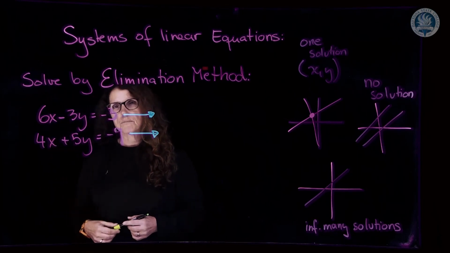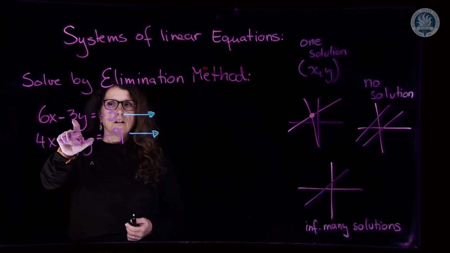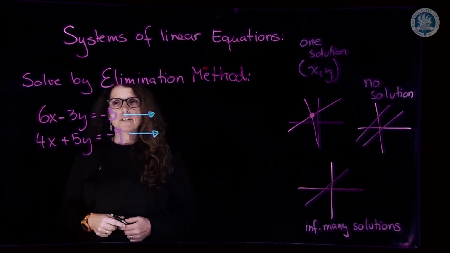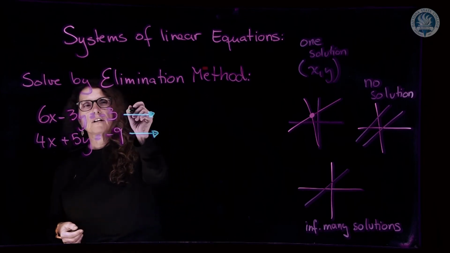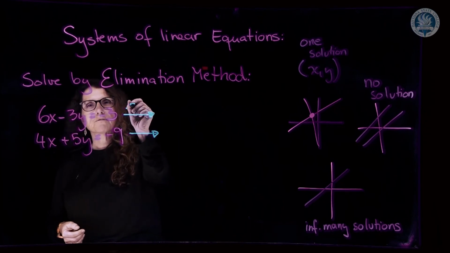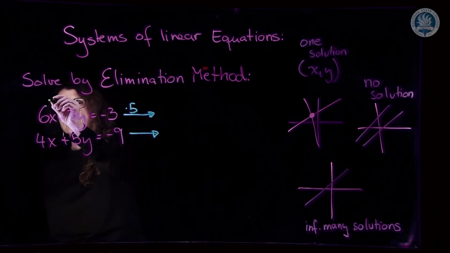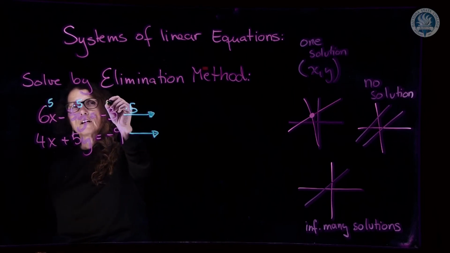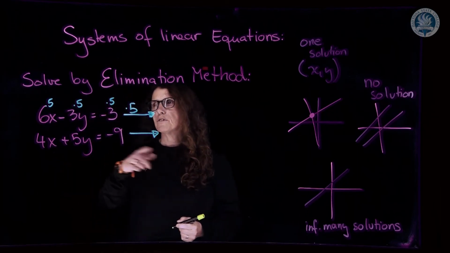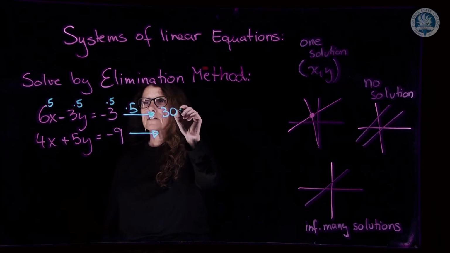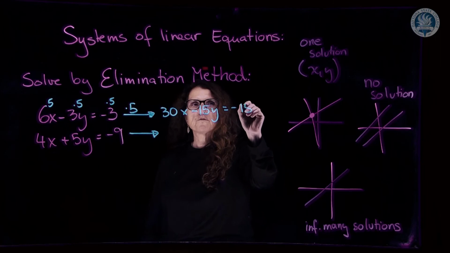What is the least common denominator of 3 and 5? That would be 15. For the first equation, I already have a 3, so to get to a 15, I need to multiply every single term in the first equation by 5. I usually put a little arrow there and write times 5, but sometimes I write it like this as well, so we don't forget the number on the right-hand side. Multiplying everything by 5 is 30x minus 15y equals negative 15.